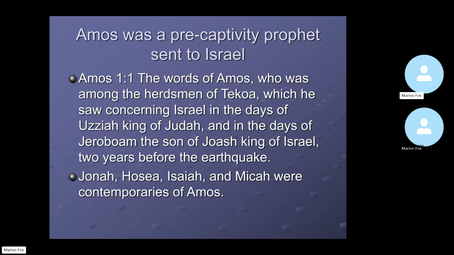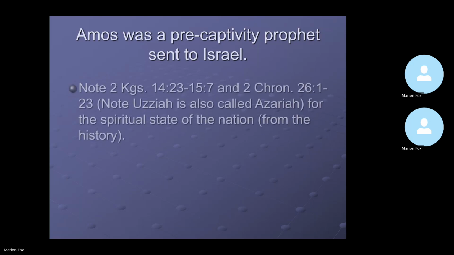A lot of their work was, people have the wrong concept of a prophet. They think it's foretelling the future. And they did some of that, but that was just to certify that they were God's prophets, to prove it, to seal them. Whereas most of their work was designed to get the people to repent and come back to God. So Jonah, Micah, Hosea, and Isaiah were contemporaries of Amos.